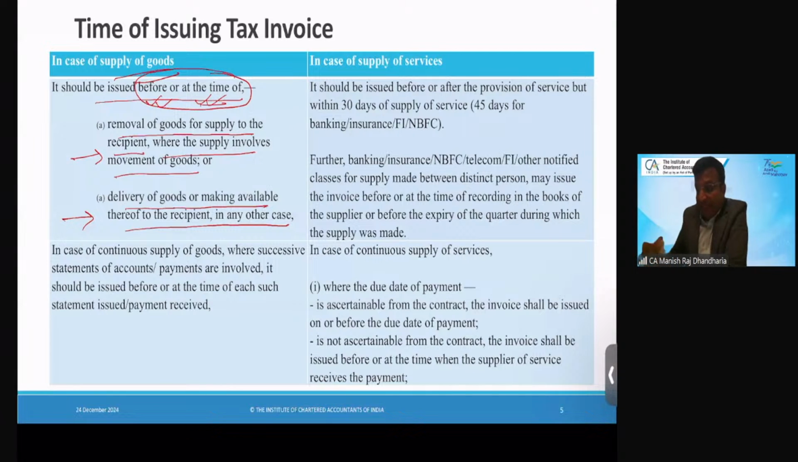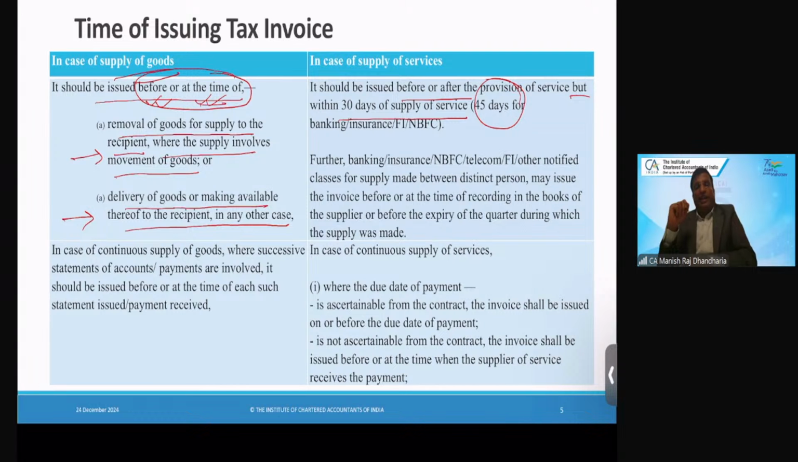While in case of services, as I discussed, it should be issued before or after. It means in case of services, invoice is allowed that it can also be issued after the provision of services. But there is a cap of 30 days. Within 30 days, you have to issue the invoice. Okay. And this timeline, as I discussed, is 45 days in case of banking company, insurance company, financial institutions, and non-banking finance company. Okay.